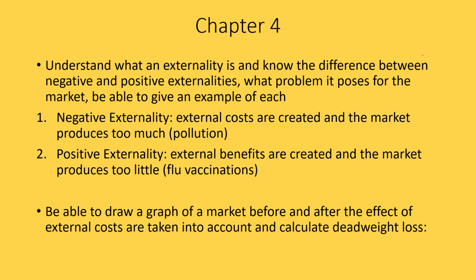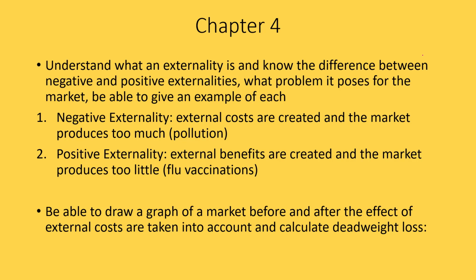So external costs are created, and as a result, the market will produce too much of this stuff, or more than we'd like the market to produce. Right? So again, examples of this could include things like pollution or secondhand smoke. Again, byproducts of production that tend to have negative effects on non-consenting third parties who had no say in whether or not this should be made.